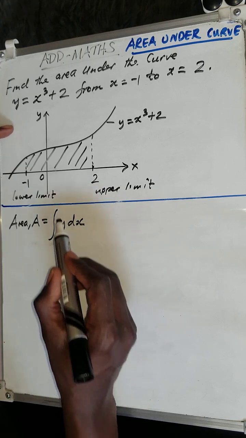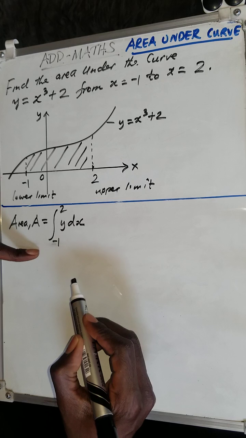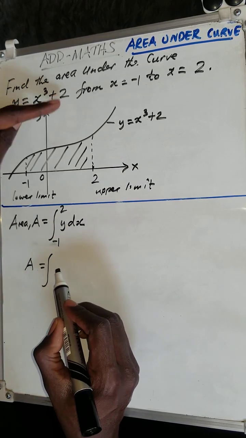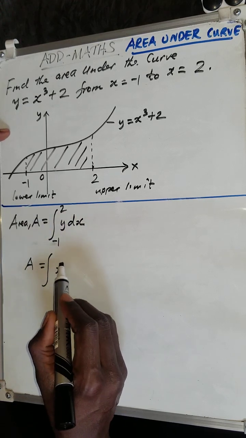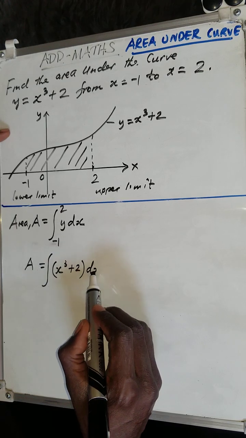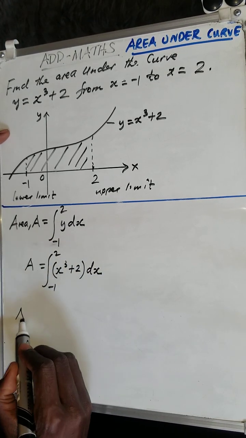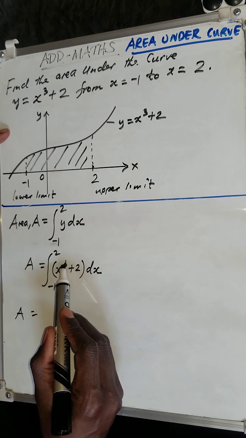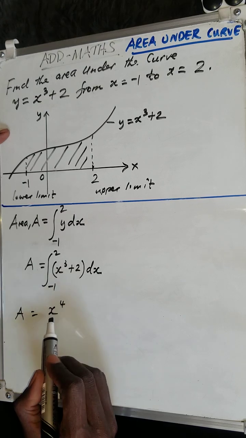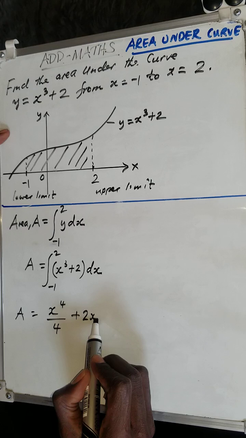So what are the limits in this case? The upper limit is 2, so you put it on top, and the lower limit at the bottom there. So we can now replace the function there. The function that we are dealing with, y, is simply x raised to the power 3 plus 2, but we are integrating that with respect to x. You bring your lower and your upper limit. So when we integrate that, remember, you can integrate individually, so that is going to be x raised to the power 4 divided by 4 plus, that one will become just 2x.